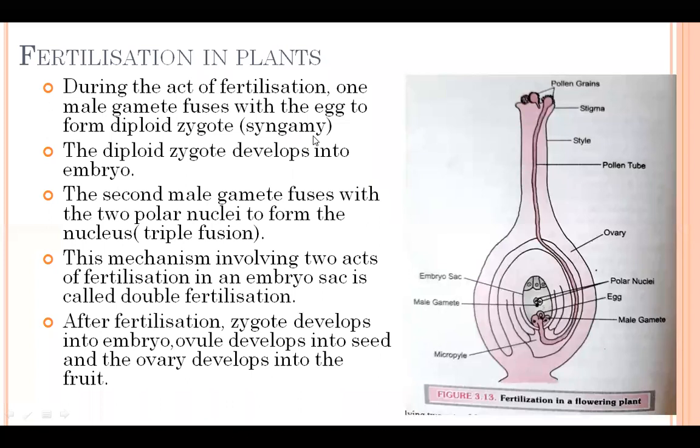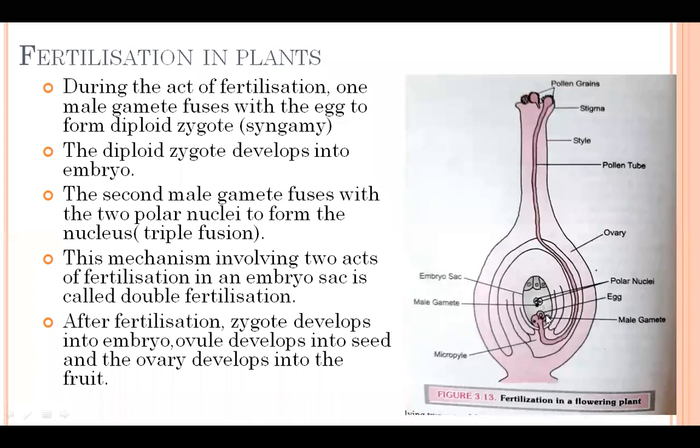You have to know these processes, that is double fertilization. Double fertilization में two processes हैं, syngamy and triple fusion. Then only it will be called double fertilization. So now what is happening? During the act of fertilization, one male gamete fuses with the egg. This process, which is happening here at the base of the embryo sac, I told you: one male gamete is fusing with the female egg to form a diploid zygote. This process is called syngamy, and the diploid zygote develops into an embryo.